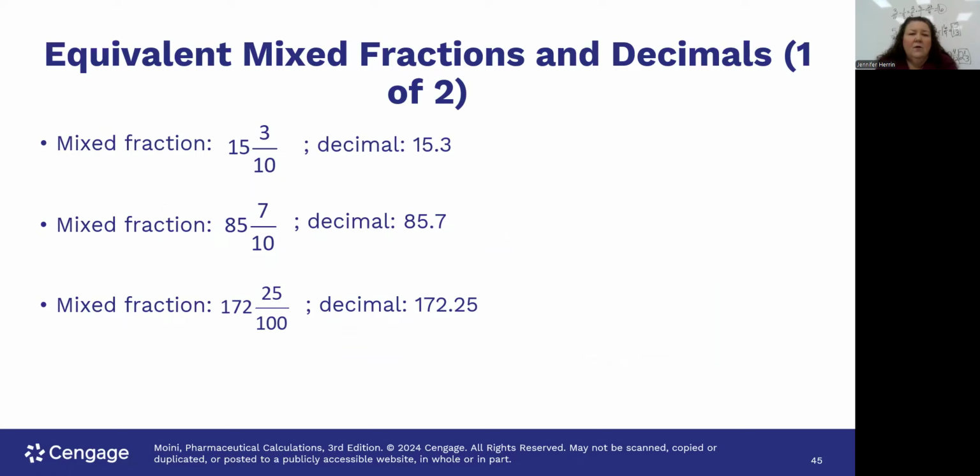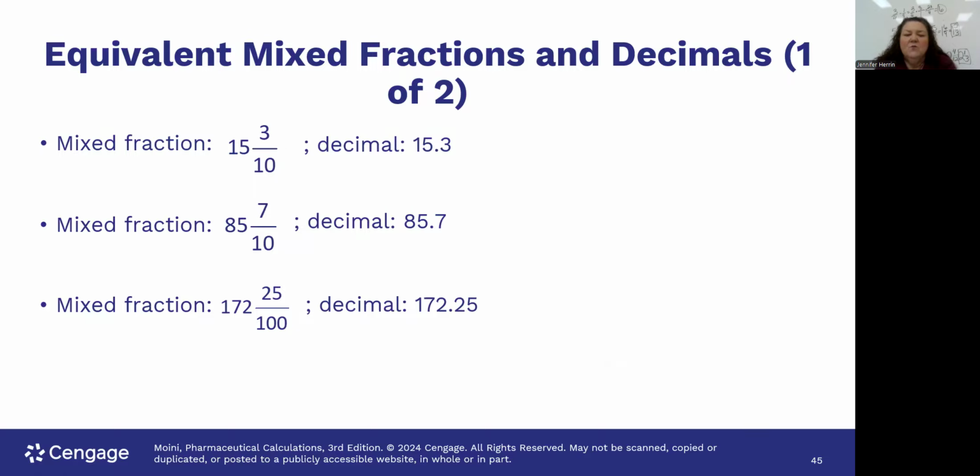Equivalent mixed fractions and decimals. When we are given a mixed fraction like 15 and 3 over 10, that can be expressed as a decimal as 15.3. The mixed fraction 85 and 7/10 can be expressed as a decimal as 85.7. The reason we can do this is because it's expressed over 10, and that 7 expressed in the decimal is in the tenths place.